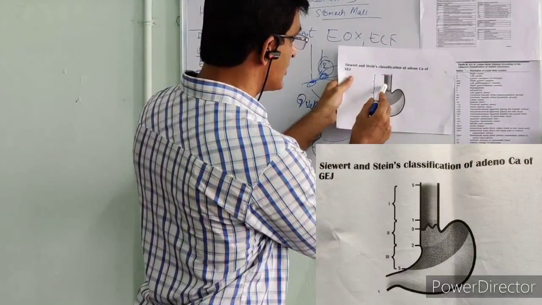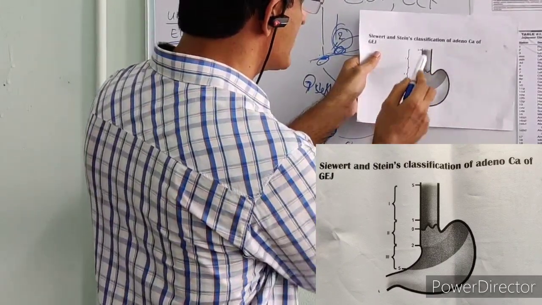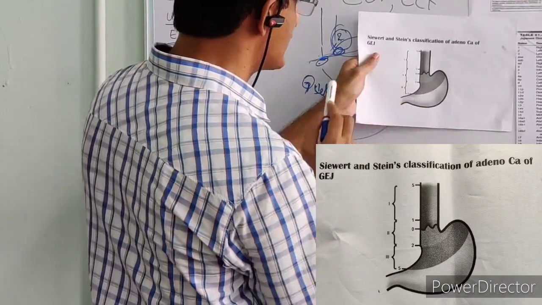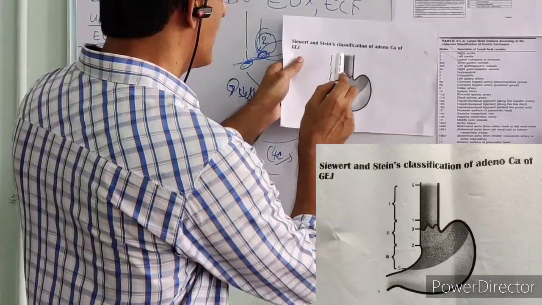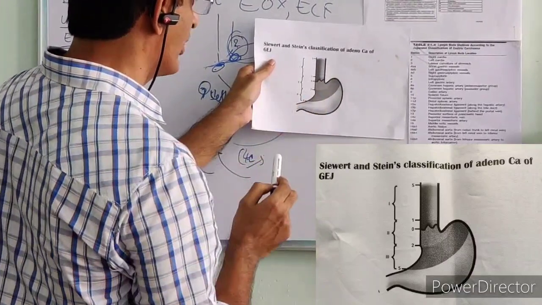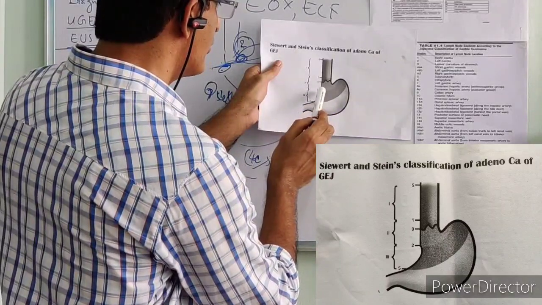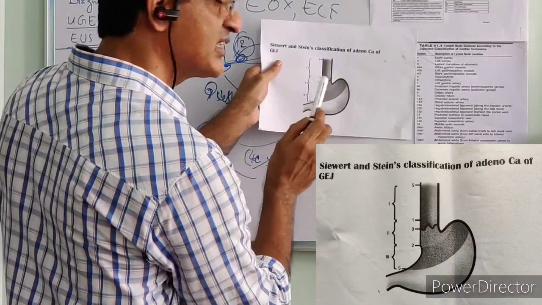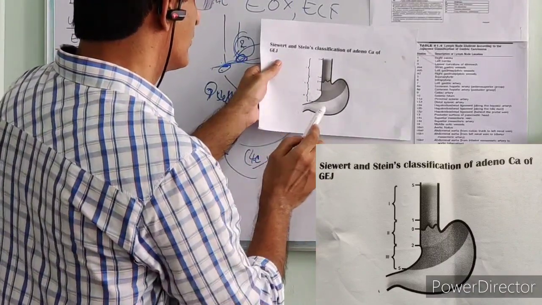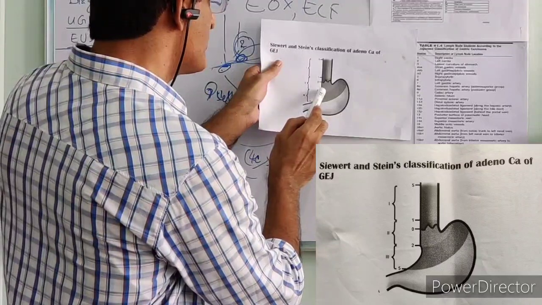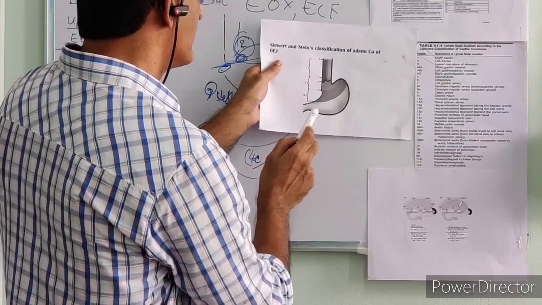There is a 1 centimeter mark in the esophagus, a 2 centimeter mark on the stomach side, and there are 2 marks 5 centimeter apart on the esophagus as well as the stomach. Any lesion which appears more than 1 centimeter away from the GE junction and within 5 centimeters is type 1. Any lesion whose epicenter, not the extension, the epicenter of the tumor, lies within 1 centimeter above and 2 centimeter below, we call type 2. Type 3 is more than 2 centimeter away, but within 5 centimeter into the stomach side. Okay, this is type 3.